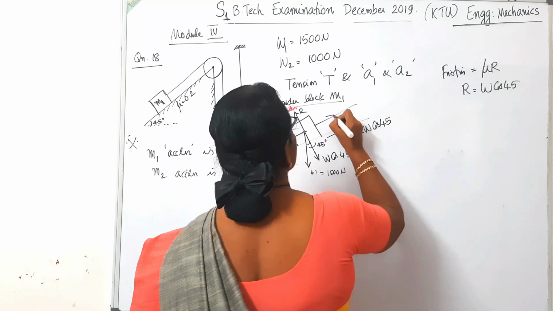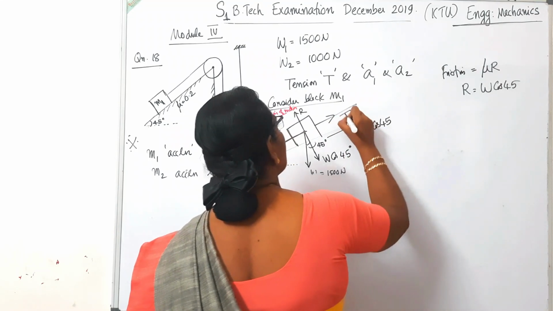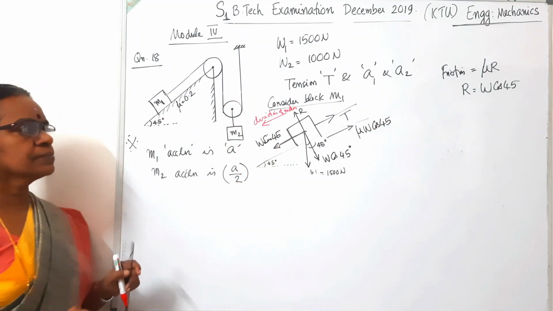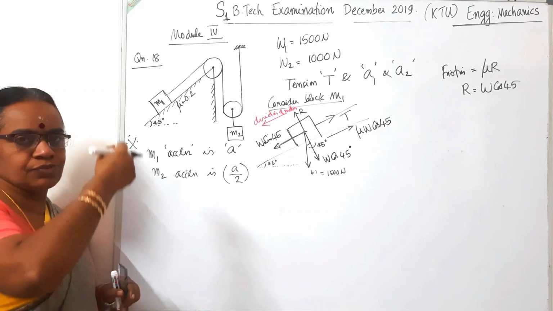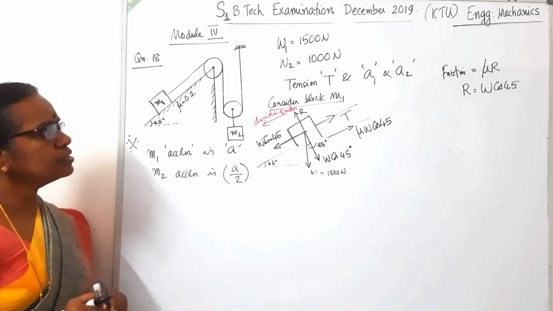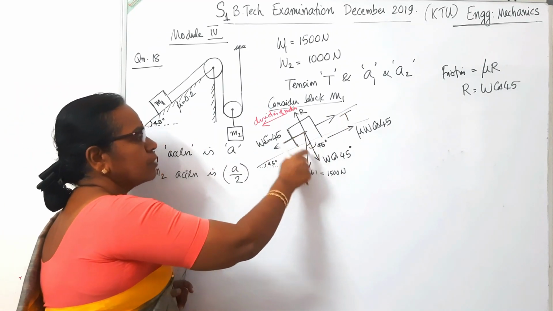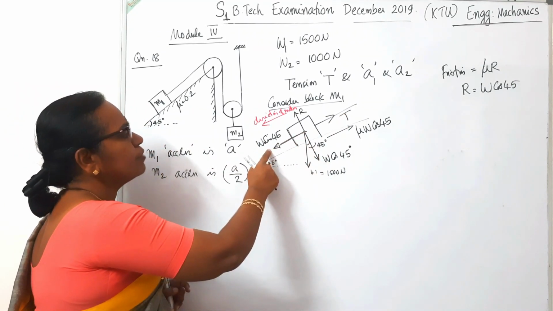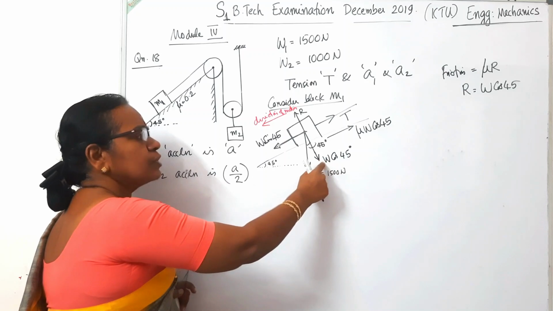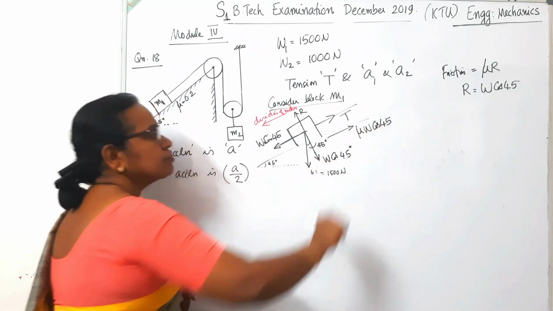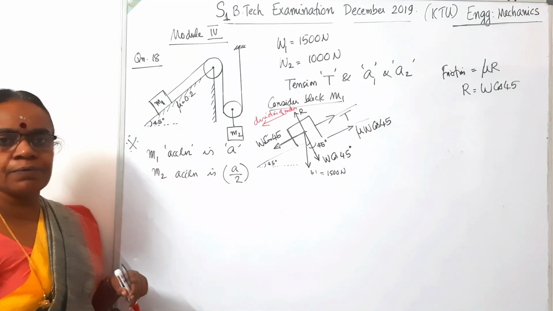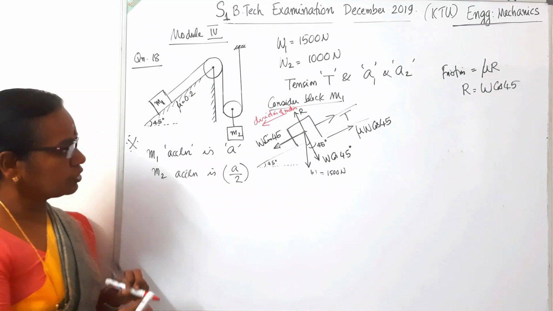So the tension in the string is acting like that, tension in the string. Okay, so these are the actual forces. Tension in the string, the component of the weight W sin 45, W cos 45, and the frictional force acting along the plane is mu W cos 45.